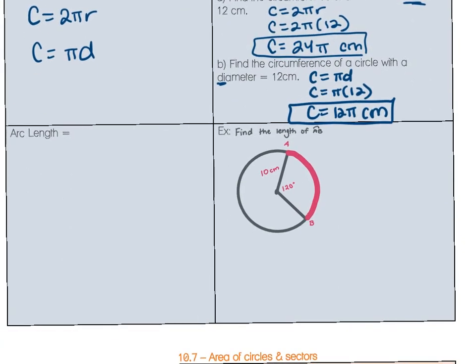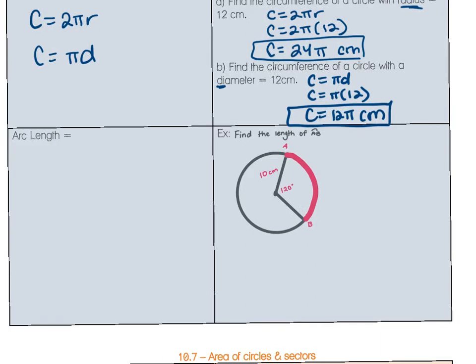Okay, then came arc length. So the formula for the length of the arc is the measure of the arc over 360 times 2 pi r. And for these, you'll simplify them as much as you can. You'll leave them in terms of pi, so you'll still leave pi on there. This is probably where you definitely want to have access to a calculator, because these numbers are going to get a little bit big and a little bit trickier.